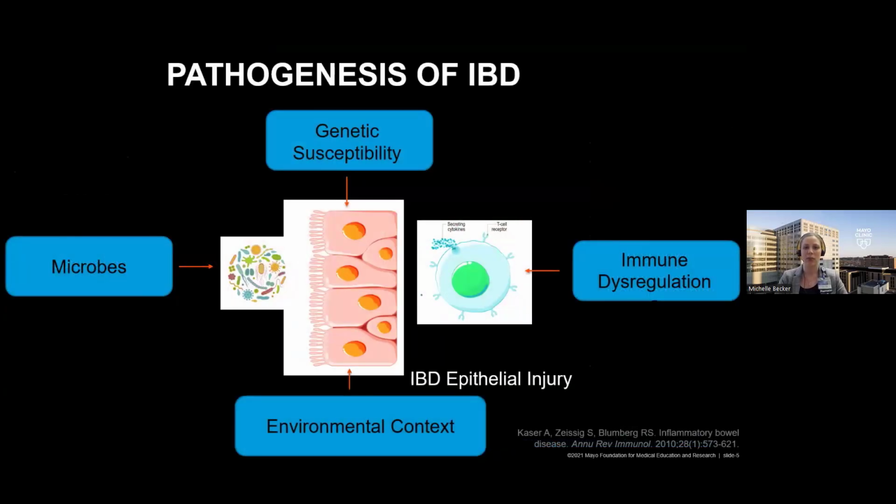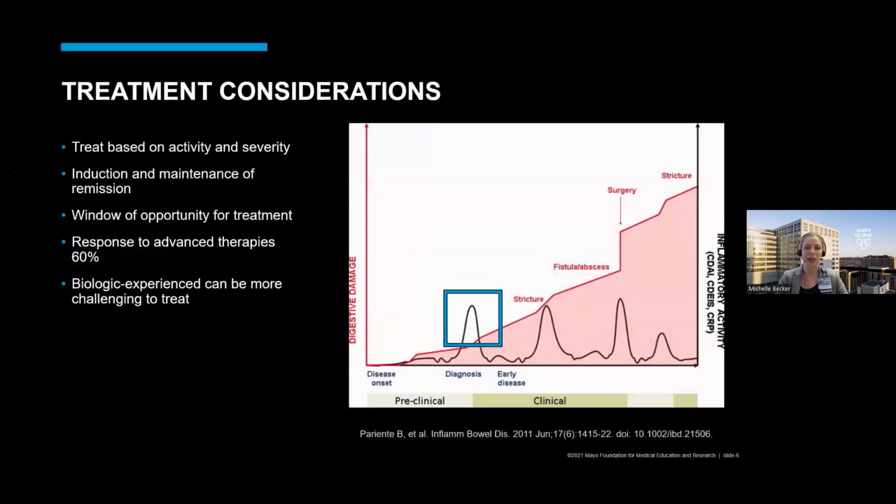Pathogenesis of IBD, again, has multiple considerations here with genetic susceptibility, immune dysregulation, environmental context, and microbiomes. Our medical therapies really focus on that immune dysregulation. Now, considerations for treatment: we need to keep in mind both activity as well as severity. Activity means the actual current level of inflammation that a patient is experiencing. Severity is more about prognostic factors such as age of diagnosis and extent of disease.